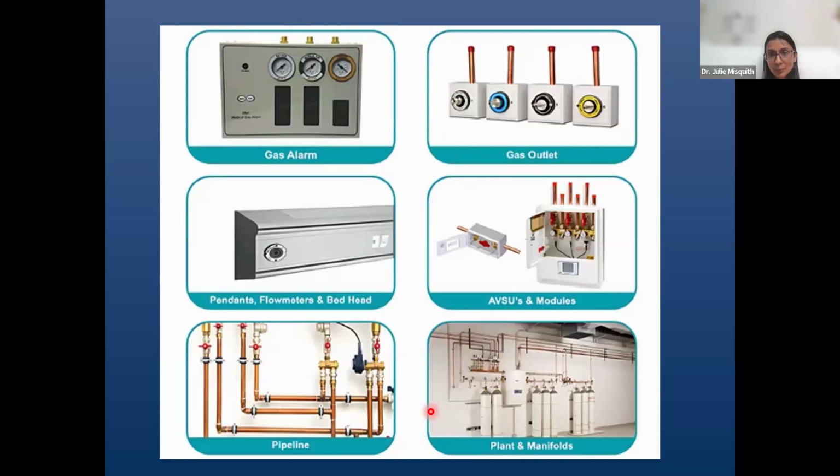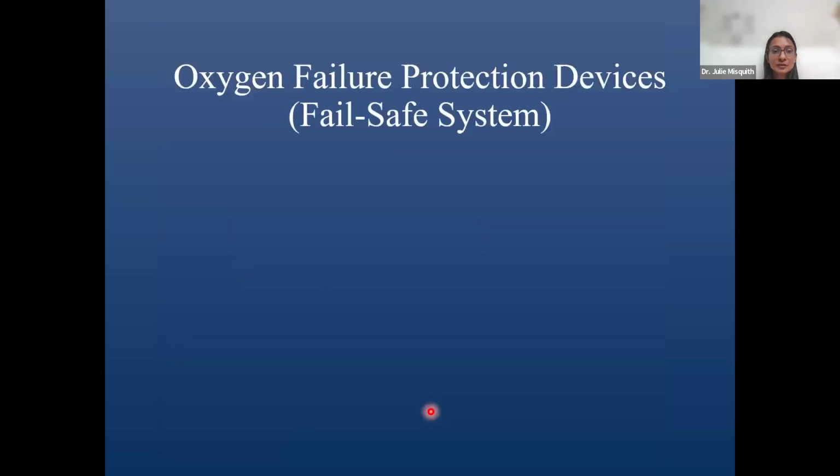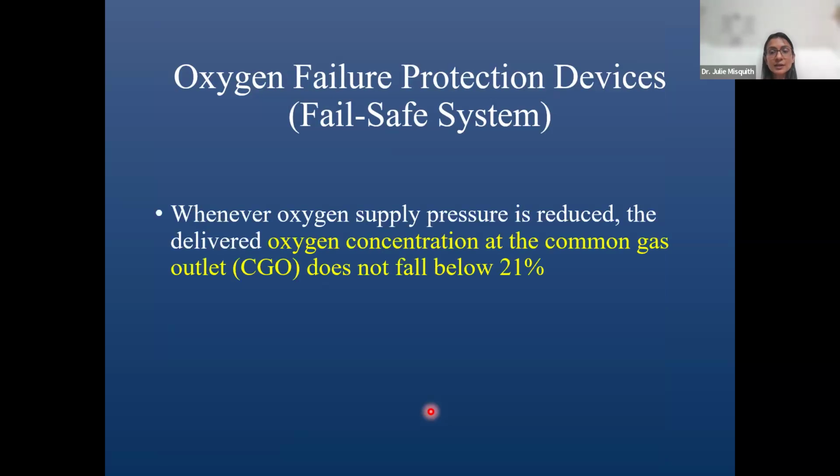Now we come to a very important part, the oxygen failure protection devices. Several catastrophes have resulted when the oxygen supply has been depleted, allowing administration of a hypoxic gas mixture. So anesthesia workstation standards require that whenever oxygen supply pressure is reduced, the delivered oxygen concentration at the common gas outlet does not fall below 21%.